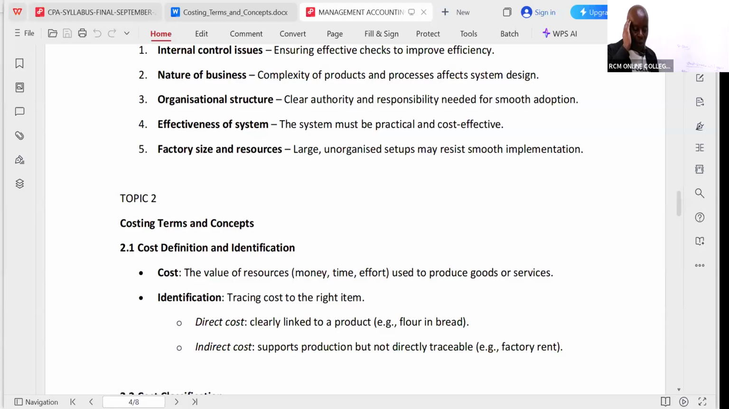Topic number 2, costing terms and concepts under management accounting for ATD and CPA intermediate level students. I'll be looking at costing terms and concepts.